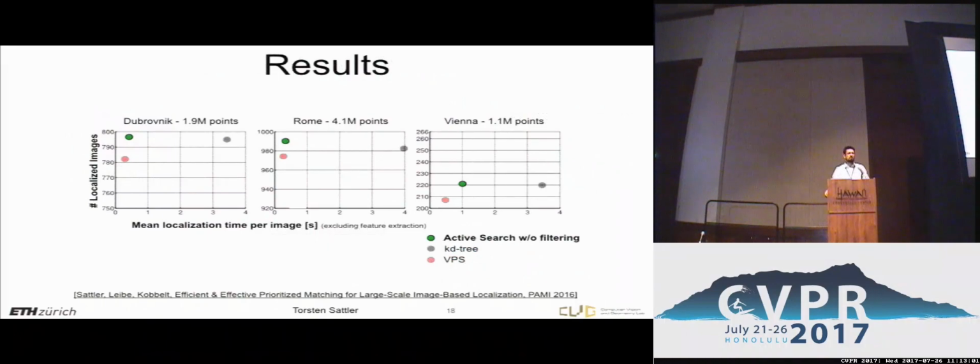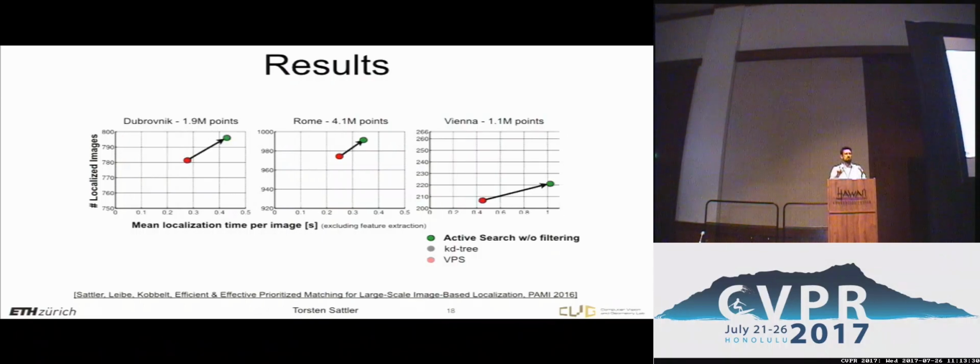If you compare this method with KD tree search and this vocabulary-based prioritized search that I talked about first, you see that you get a similar or better performance in terms of the number of localized images compared to the KD tree. So this additional active search step helps you to get more correspondences. But also, if you look at it in more detail and compare it against VPS, you see that this increase in localization effectiveness comes at a price of runtime costs, which is natural because you do more work. You do a backmatching compared to not doing a backmatching in the first place.